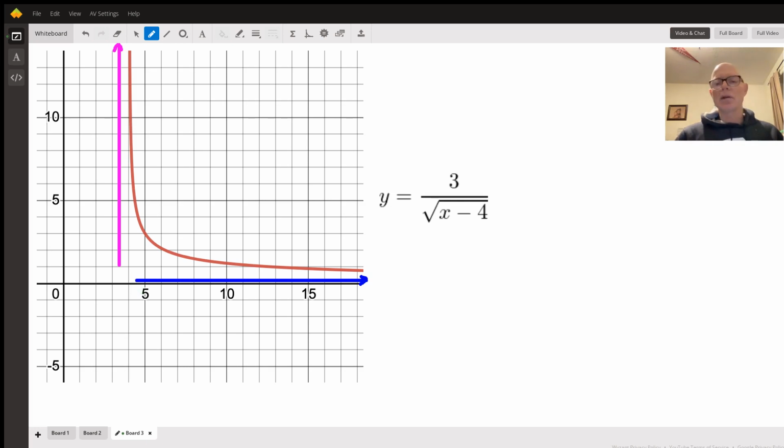To get the exact answers, what you need to think about is what is the smallest value of x that can go into this, can be an input here. And that has to do with what kinds of numbers you are allowed to use under a square root and still get a real number result.